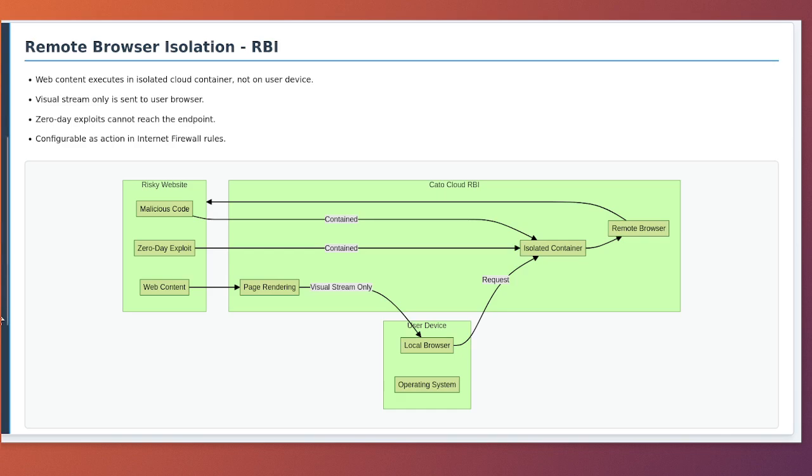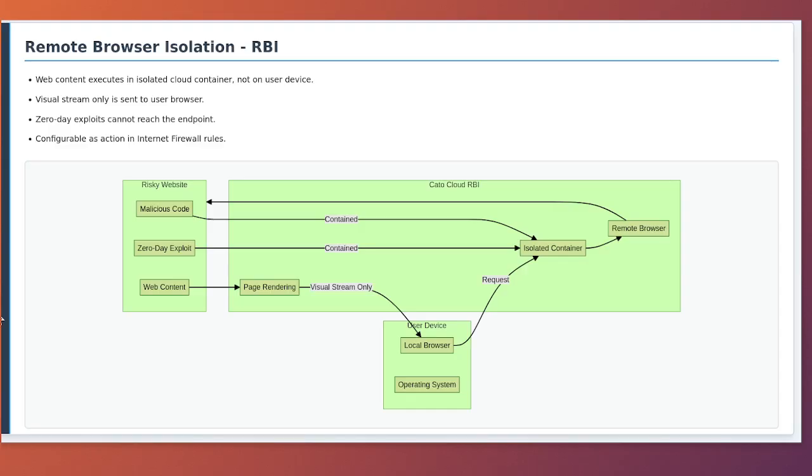JavaScript, browser plugins, and any executable content run only in the remote container. Even if a website contains zero-day exploits targeting the browser, the user's actual browser and operating system are never exposed. When the browsing session ends, the container is destroyed along with any malware that may have been present. Cato integrates RBI as an action within Internet firewall rules.